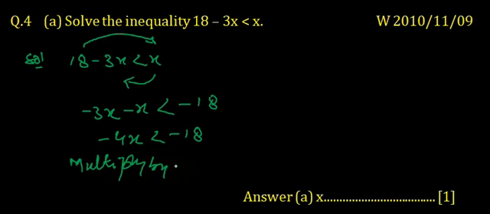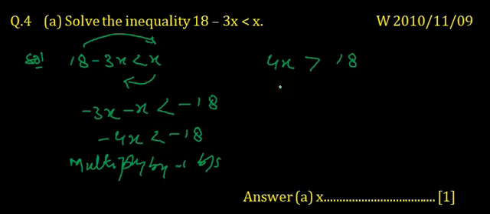We have to multiply both sides of the inequality by minus 1. When we multiply or divide by a minus, the sign of inequality changes. So it becomes 4x greater than 18. Here it was less than, and it becomes greater than because we have multiplied by minus 1. Both signs change, minus becomes plus, and the sign of inequality also changes when you multiply both sides by minus 1.